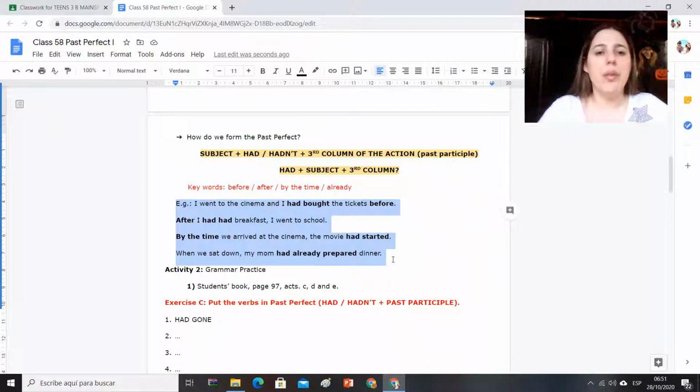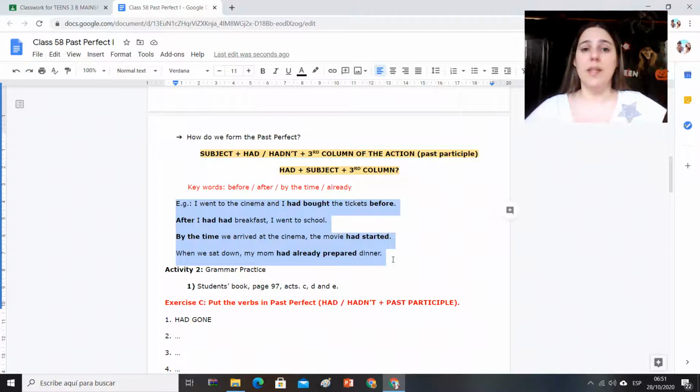By the time we arrived at the cinema, the movie had started. Ya cuando llegué al cine, la peli ya había arrancado, ya había empezado. When we sat down, my mom had already prepared dinner. Cuando me senté a la mesa, sí, mi mamá ya había preparado.